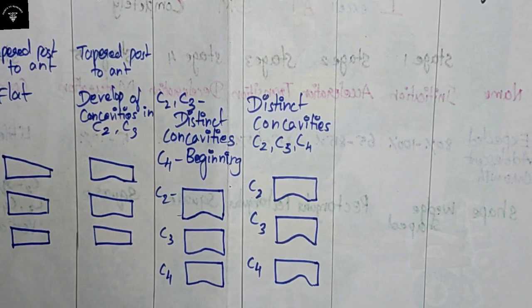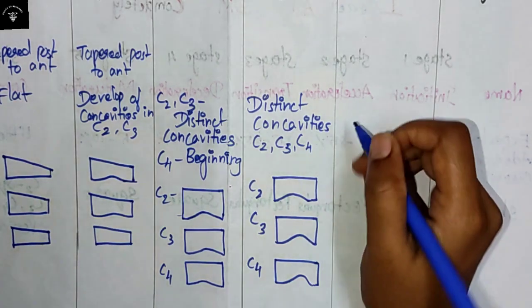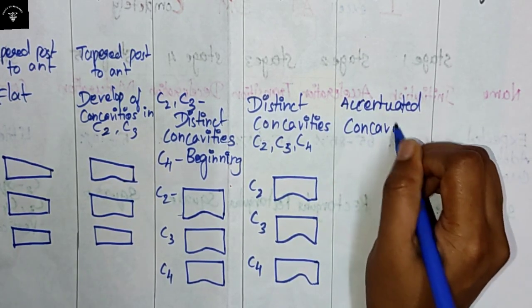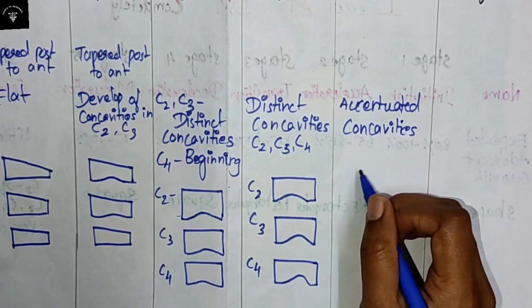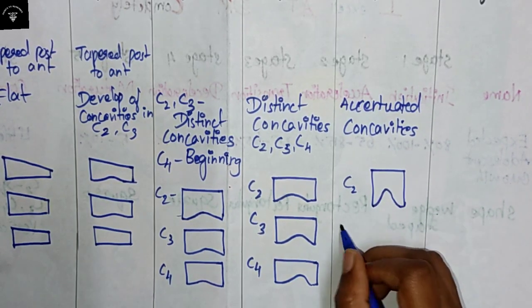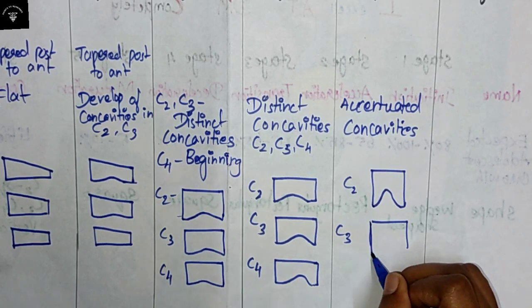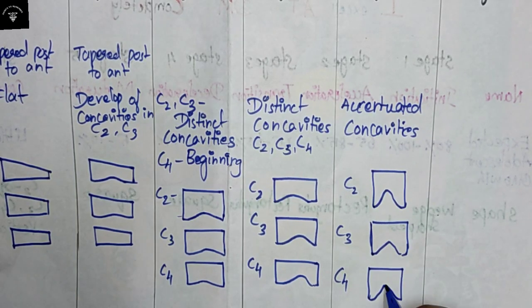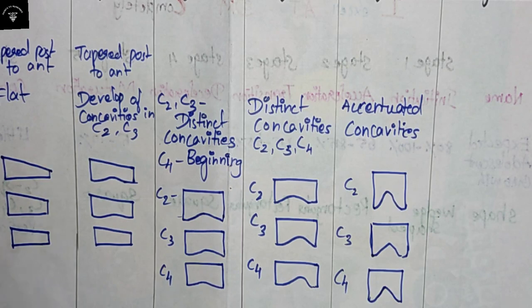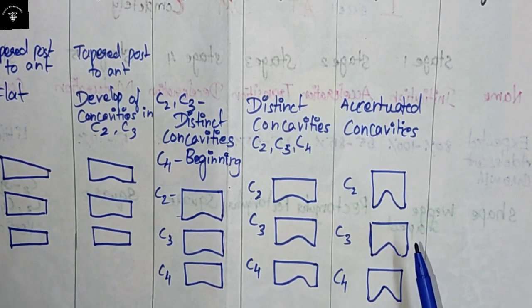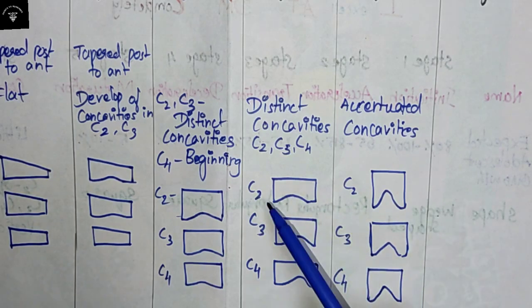In stage 5, all the vertebrae have accentuated concavities. C2 will have accentuated concavities, C3 also the same, and C4 also will have accentuated concavities. You have to draw like this. You should know how to differentiate between distinct and accentuated concavities. It should not be the same as stage 4. In stage 5 there will be accentuated concavities and in stage 4 there will be distinct concavities.